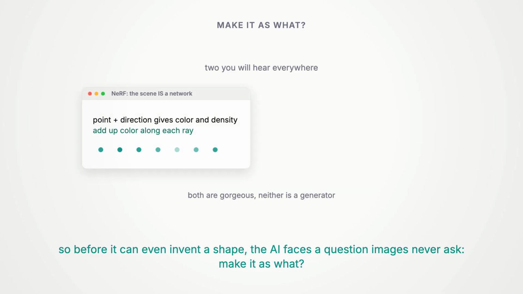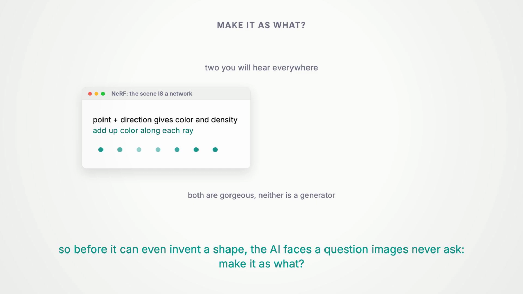One is a NeRF, short for neural radiance field, where the entire scene is a tiny neural network. Hand it a point in space and a direction to look from, and it tells you the color and density there, and you build the image by adding up that color along each ray, point by point. The shape is not stored anywhere. It lives in the network's weights, and you only see it by rendering.